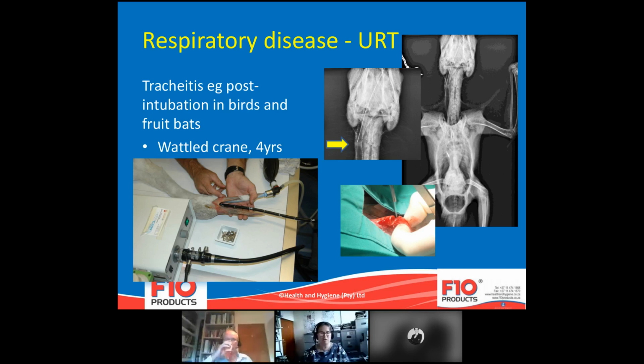I'm sure you all know you have to be really careful with intubation, make sure you don't use cuffed ET tubes. But occasionally you are unlucky and you do get cases. The one at the bottom, actually, I couldn't find a picture of the actual wattled crane, but this is another wattled crane. So this one is actually just being scoped to remove some pieces of metal that this bird had ingested.